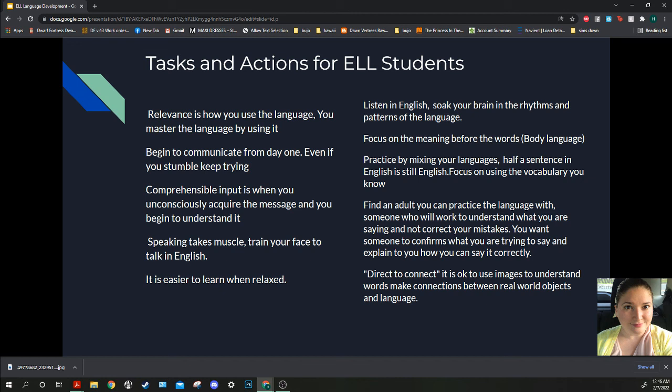We may not get them to 10th grade English, but we can jumpstart somebody who's never spoken a word of English in their life, and by the time FSA rolls around, we have a student that is able to speak English, maybe not fluently, but with some level of understanding.